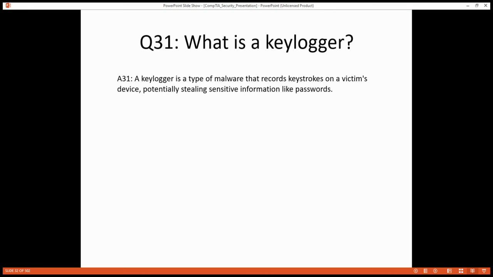Q31. What is a keylogger? A31. A keylogger is a type of malware that records keystrokes on a victim's device, potentially stealing sensitive information like passwords.